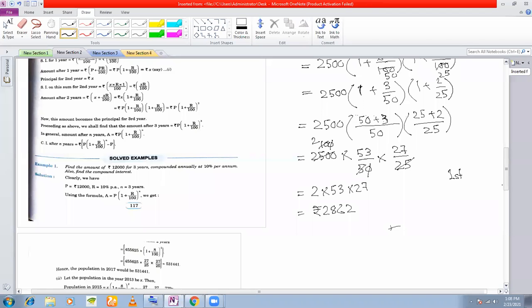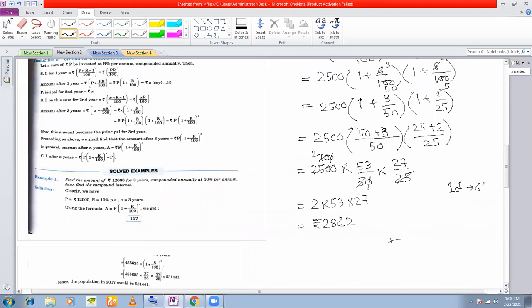So the amount after 2 years, where the interest for the first year was 6% and interest for the second year was 8%. For these 2 years, for two different rates, we have got the amount as 2862. And therefore, what should be the compound interest here? You apply the same result. Compound interest is amount minus principal. Amount is 2862 minus 2500 rupees. So this is rupees 362.